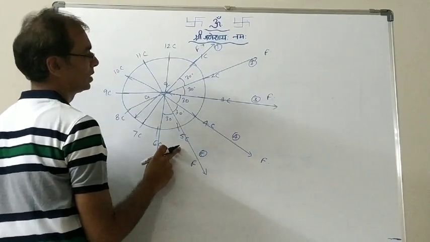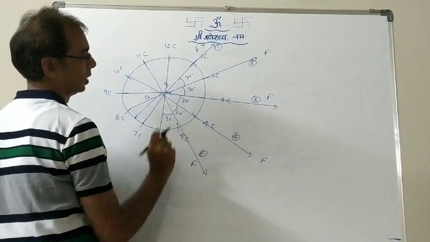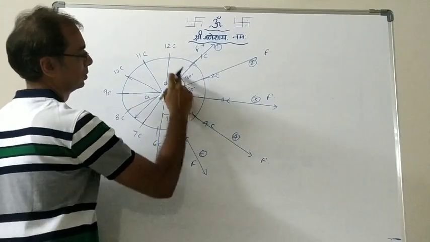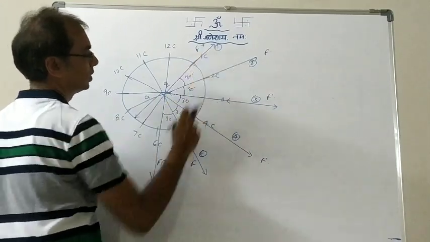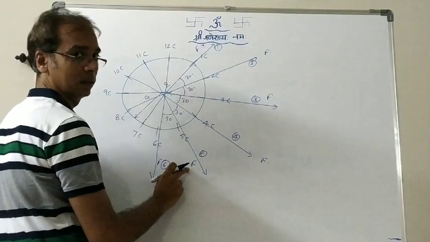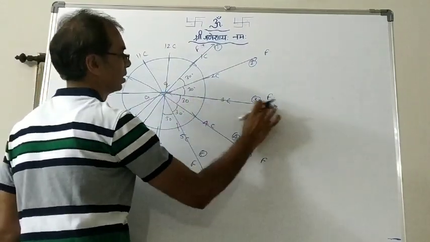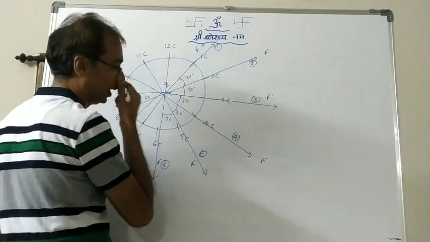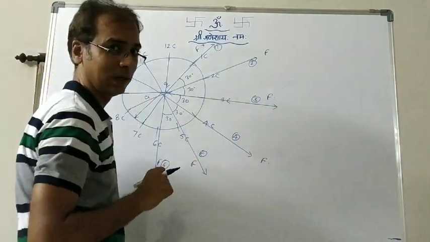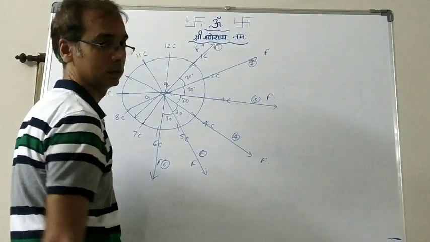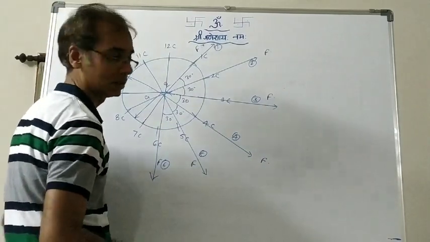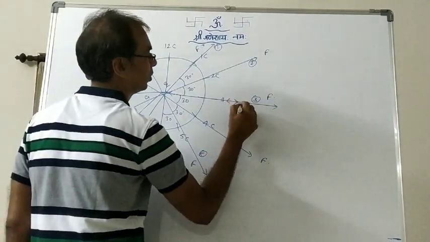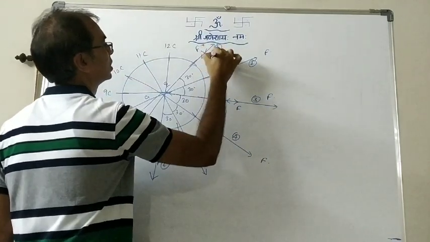What is the angle between first and fifth? 120 degrees. This is the angle. This is F, this is F. So its resultant will be where? On the angle bisector, that means here. F and F when you are adding, and the angle between them is 120 degrees, the result will come as F only. We did it in the previous case. So for that also you add F over here. So this we solved.